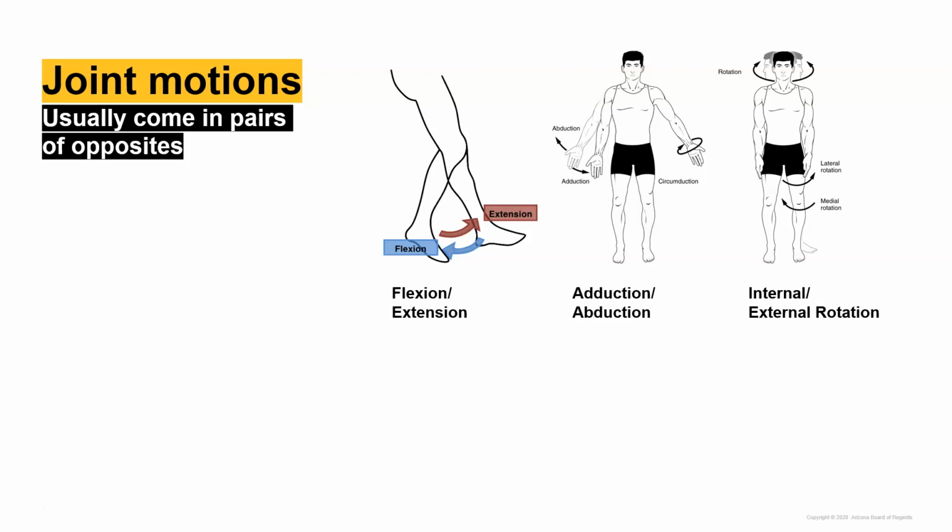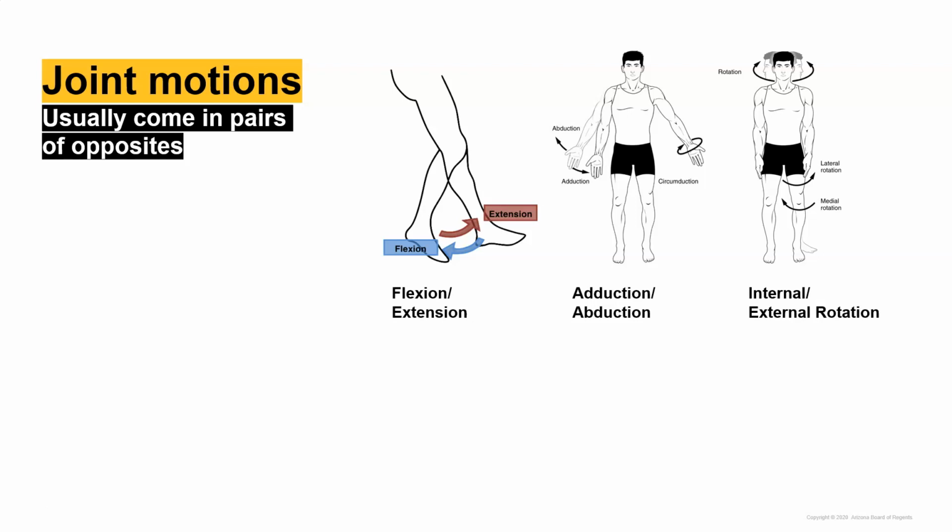The second pair is adduction and abduction. Adduction occurs when a joint angle gets smaller while the limb comes towards the body, and abduction occurs when the joint angle gets larger while the limb goes away from the body. The hip and shoulder joints are capable of adduction and abduction, among others.